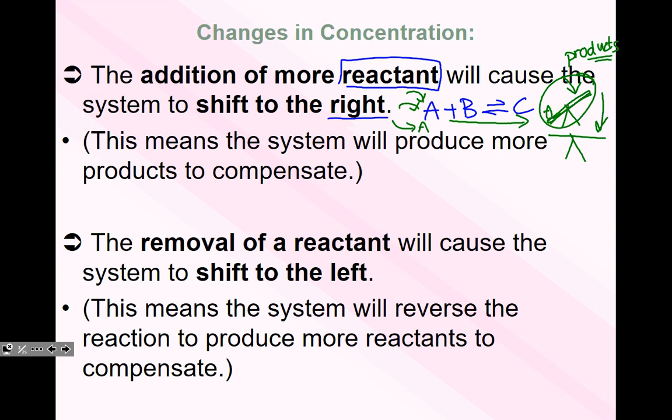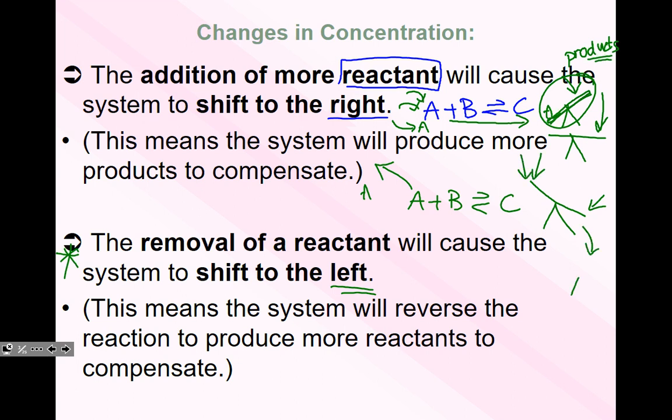The removal, because we're talking still about the reactant, the removal of a reactant will cause the system to shift to the left, okay? So this means the system will reverse the reaction to produce more reactants to compensate. What does that look like? I have A plus B yields C. If I take away a reactant, if I'm taking away A, it's going to look like this, right? So in order for me to flatten or to get to equilibrium, I have to add more reactants to reach equilibrium. Does that make sense, kiddos?